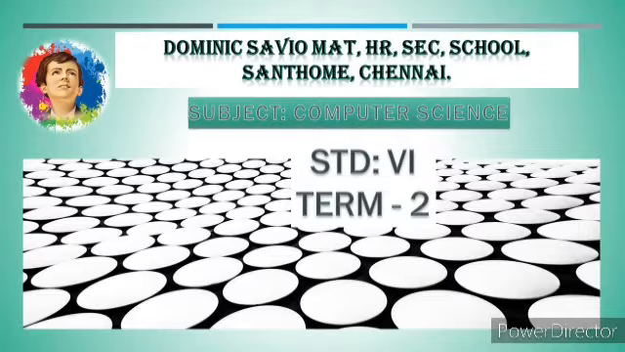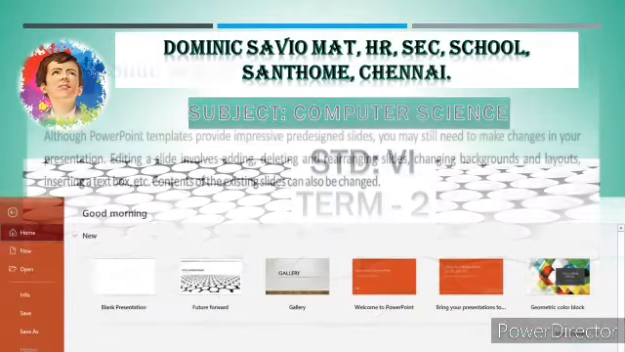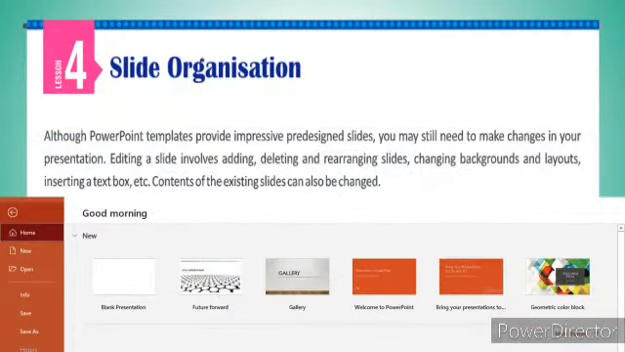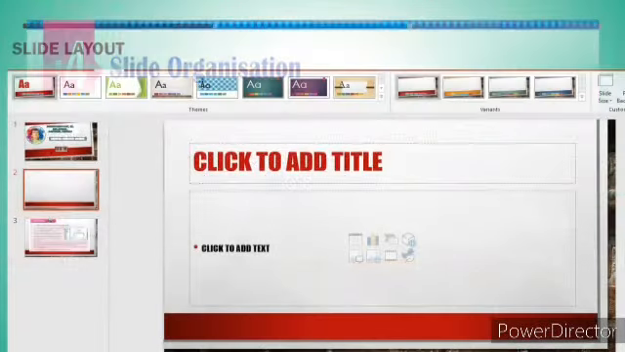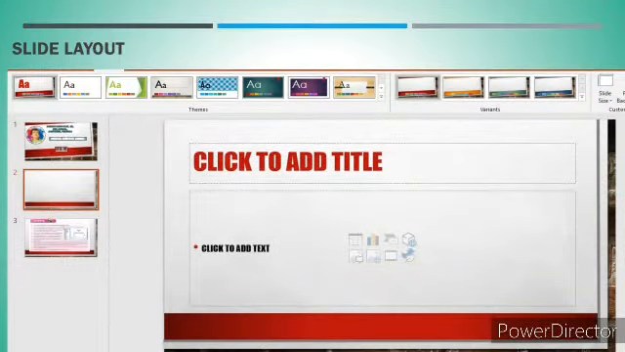Today we are going to see lesson 4 from computer science, slide organization. In the previous lesson we learned how to create a presentation. In this chapter we will learn how to organize a slide. That means editing a slide. It involves adding, deleting and rearranging the slide, changing background and layout, inserting a text box, and also the content of the existing slide can be changed. Let us start the session.